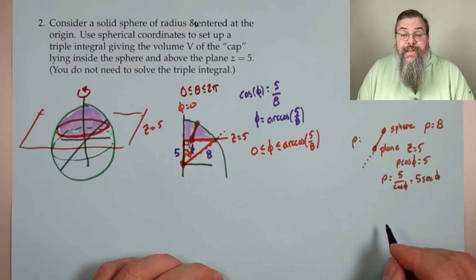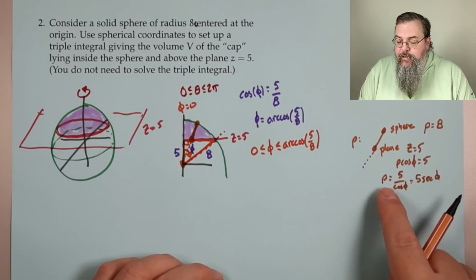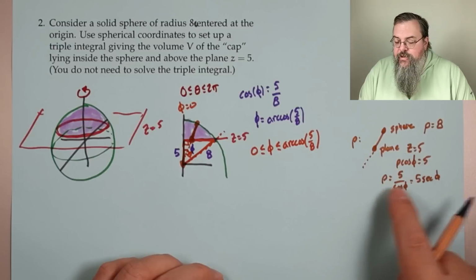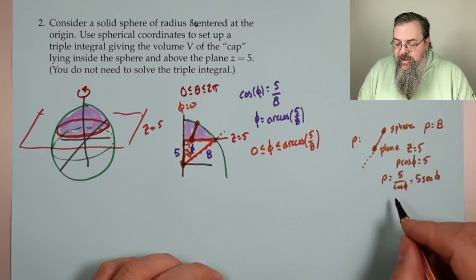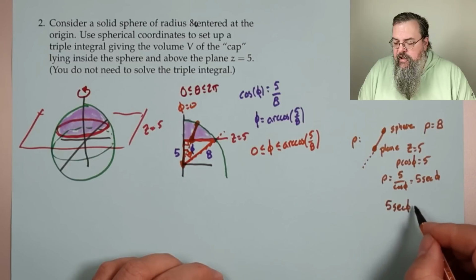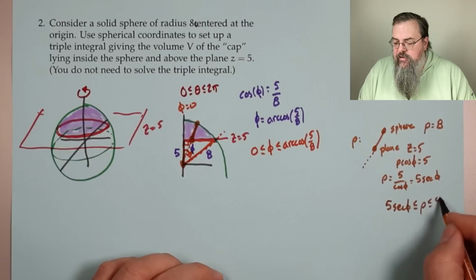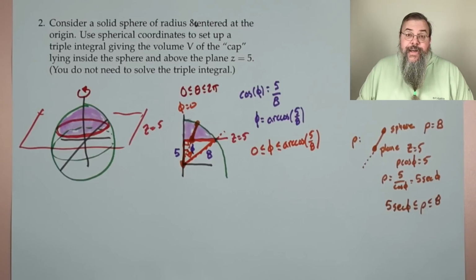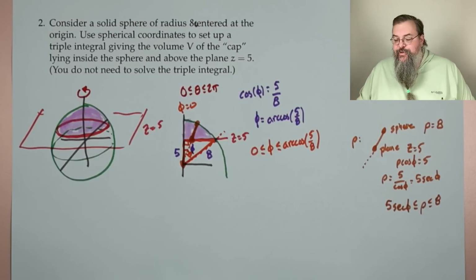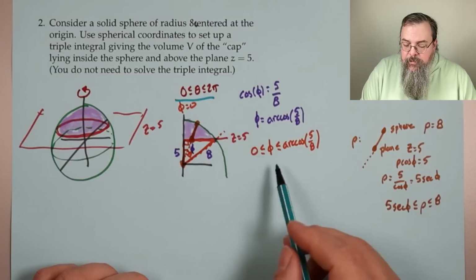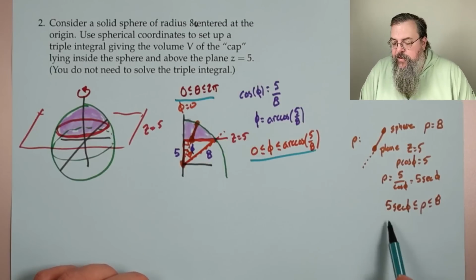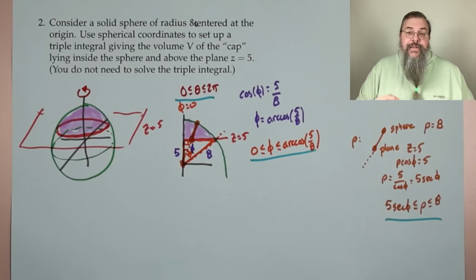And now we're ready, right? Because we know where we're going from. We're going from the plane, which is 5 secant phi, to the sphere, which is 8. So that tells us that we're going 5 secant phi less than or equal to rho, less than or equal to 8. All right, well, we've done most of the hard work, but we're not quite home yet. We know what's happening with theta and with phi and with rho. So we need to write it all down.